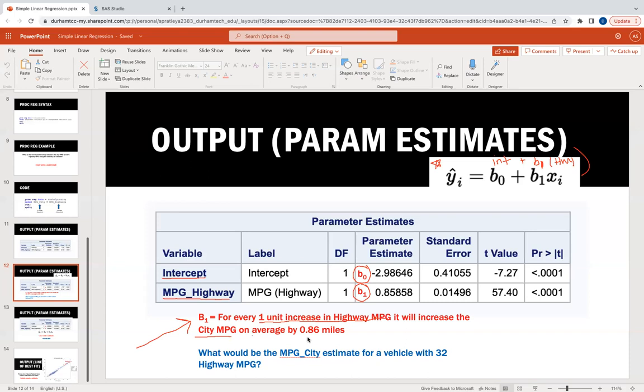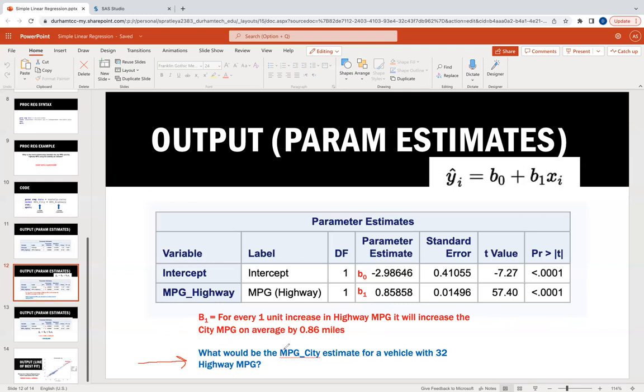And it's going to be for every 1 unit increase, how does this X, which is highway miles per gallon, impact the Y, which is city miles per gallon on average? Okay, so that is that direct linear relationship, and that makes sense to me. If a car has more miles per gallon on the highway, I expect it to have more miles per gallon in the city.